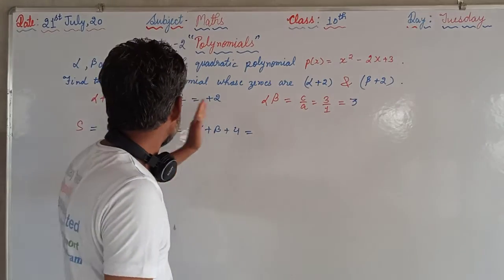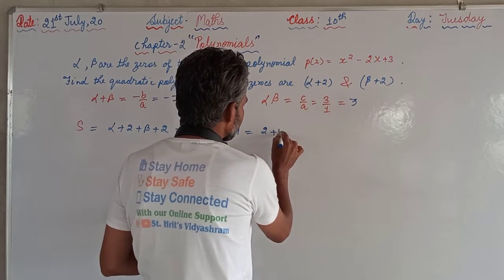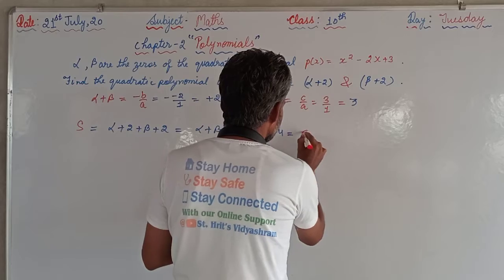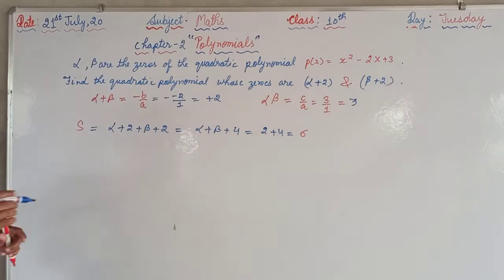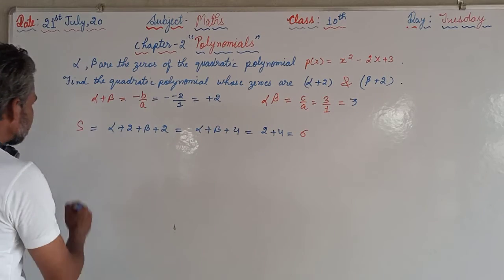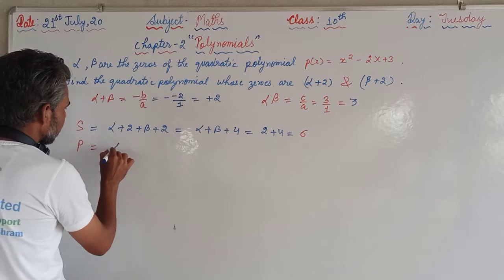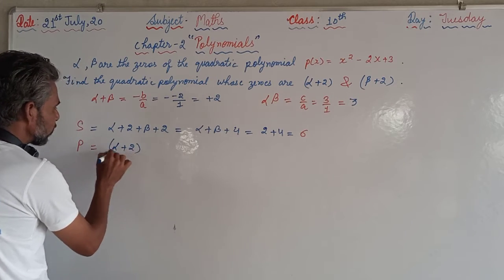So we know the value of alpha plus beta. What is alpha plus beta? Alpha plus beta is 2. So that is 2 plus 4, that is 6. So for the equation we have to make, what will be the sum of the roots? 6.